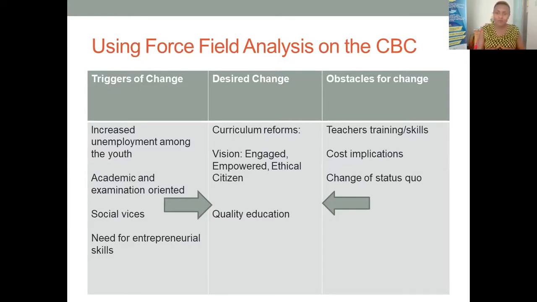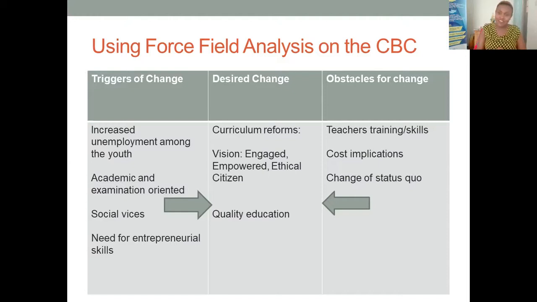Now, why did people feel the need for this new curriculum? And this is what you're talking about, the curriculum reforms. The desired change is curriculum reforms. And the curriculum reforms was so that we could have an engaged, empowered, and ethical citizen. We could have quality education. Now, that's our desired change. However, we have now the two sides, the driving forces and the obstacles or the restraining forces.